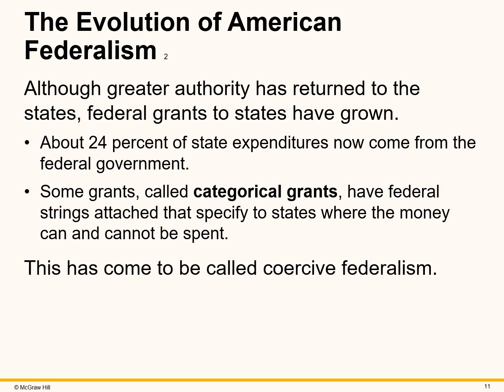The evolution of American federalism. Although greater authority has returned to the states, federal grants to states have grown. About 24% of state expenditure now comes from the federal government. Some grants, called categorical grants, have federal strings attached that specify to states where the money can and cannot be spent. This has come to be called coercive federalism.